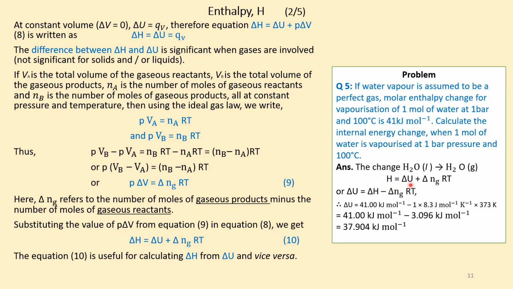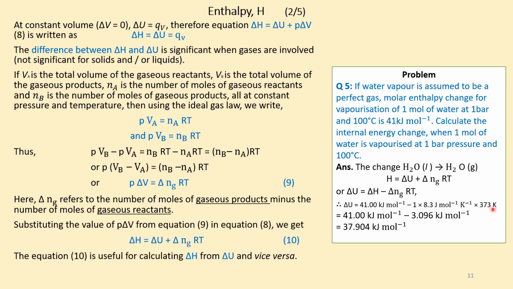delta H is equal to delta U, that is change in internal energy, plus delta Ng into RT, that is equation number 10 shown on the slide. Therefore we can write delta U is equal to delta H minus delta Ng RT. Substituting the values, change in enthalpy is 41 kilojoules per mole, it is given, and minus 1 into 8.3 joules per mole per Kelvin into temperature in Kelvin, which is 373, that is 100 plus 273.